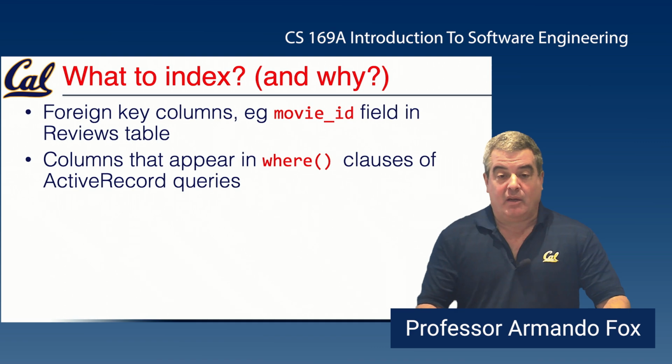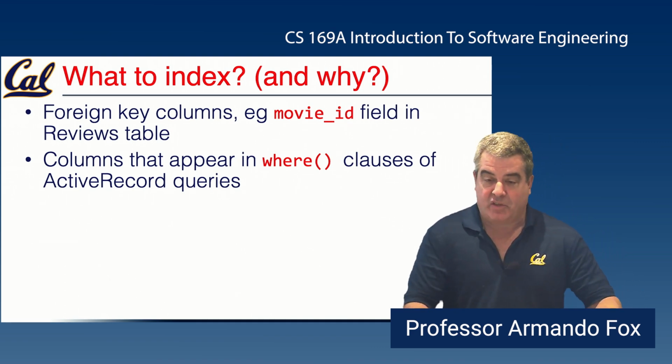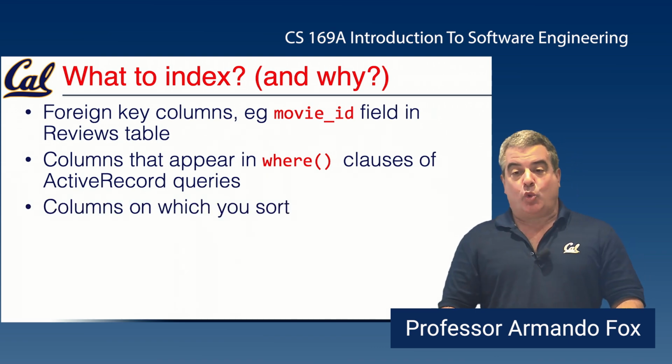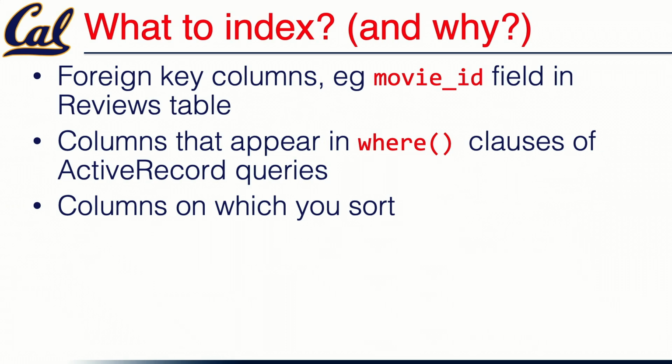For that matter, any column that appears in a where clause. If I say where rating equals PG and there's no index on the ratings column, then I'm doing a table scan. Columns that you sort on. If you want to be able to sort on a column, the database can actually build a sortable data structure that will speed that up considerably rather than you trying to load a bunch of table data and sort it in memory, which you should never ever do.